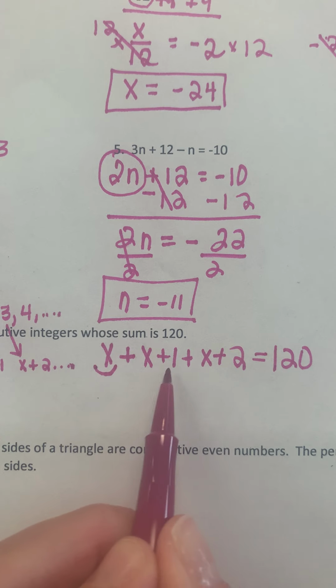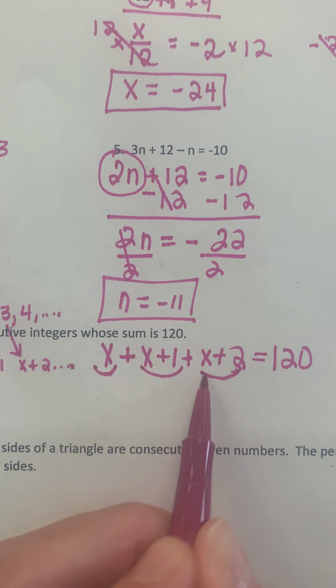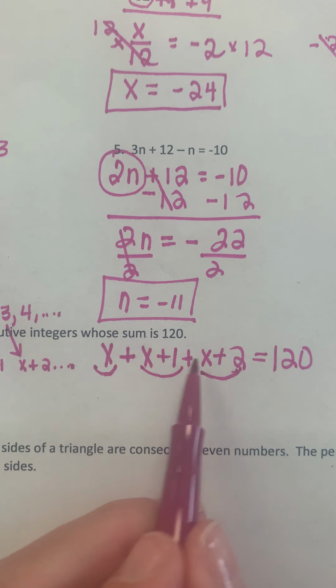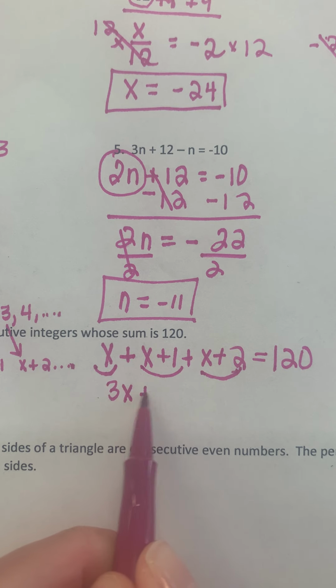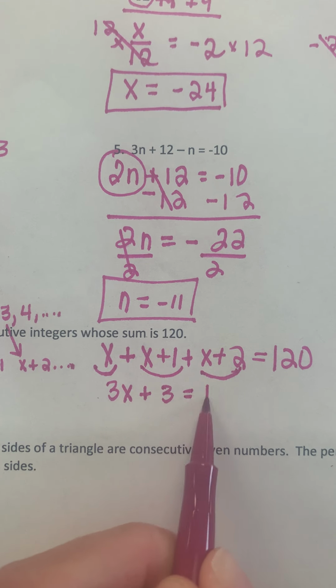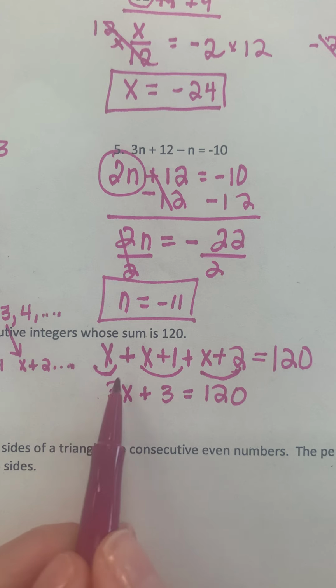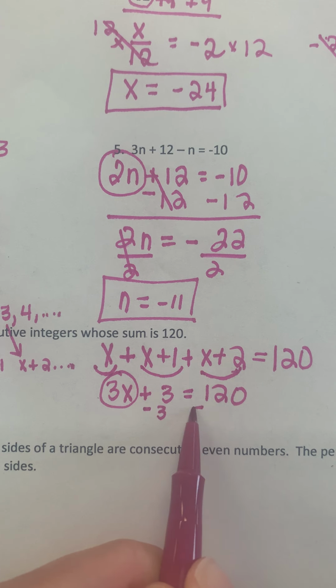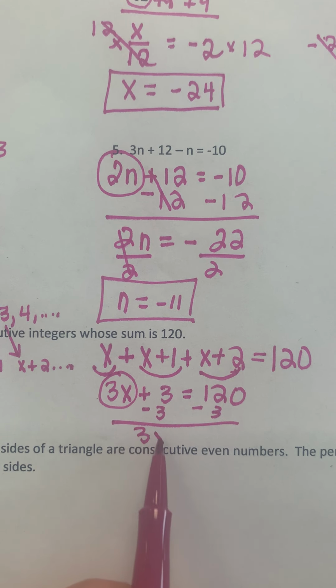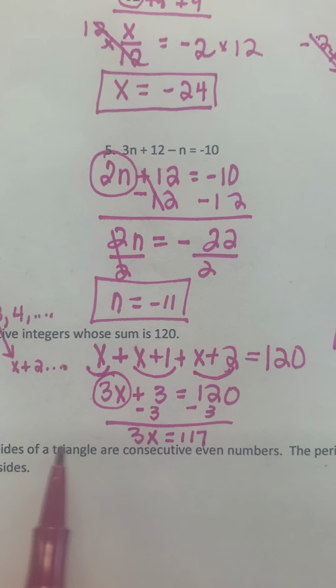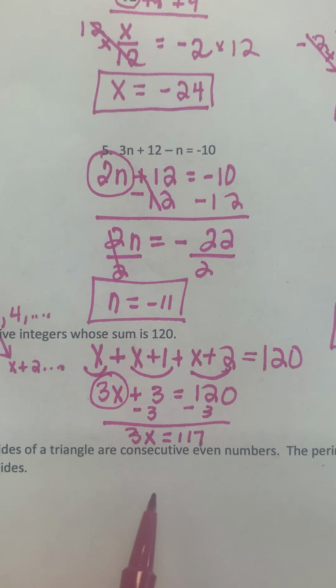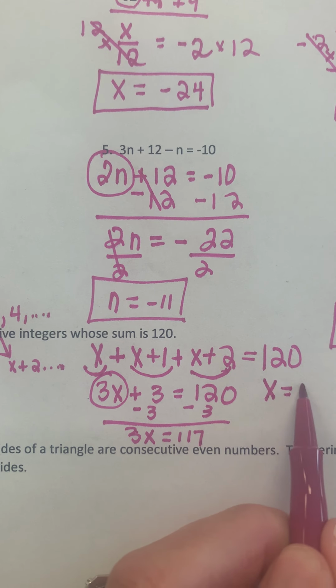So first term, second term, third term. So you have 3 x's. You add the 1 and 2 to get 3, so you get 3x plus 3 equals 120. You want to get the 3x alone, so you subtract 3. So you have 3x equals 117. I'm running out of room here. You want to divide both sides by 3. You should get x is 39.